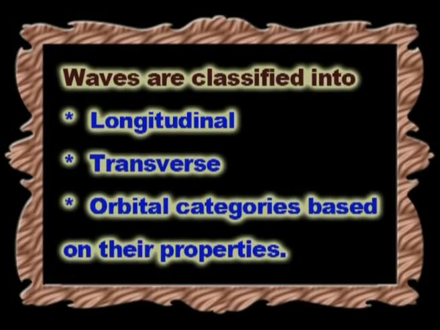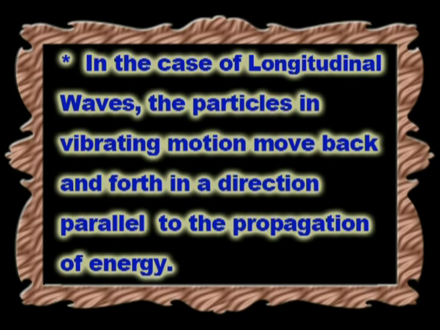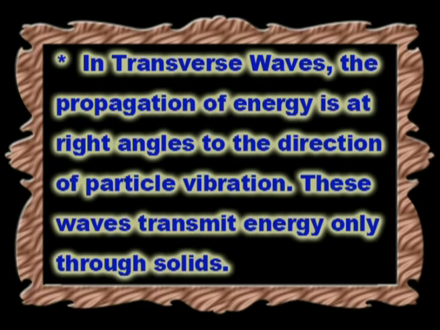Waves are classified into longitudinal, transverse and orbital categories based on their properties. In the case of longitudinal waves, the particles in vibrating motion move back and forth in a direction parallel to the propagation of energy. These waves transmit energy through all states of matter. In transverse waves, the propagation of energy is at right angles to the direction of particle vibration.